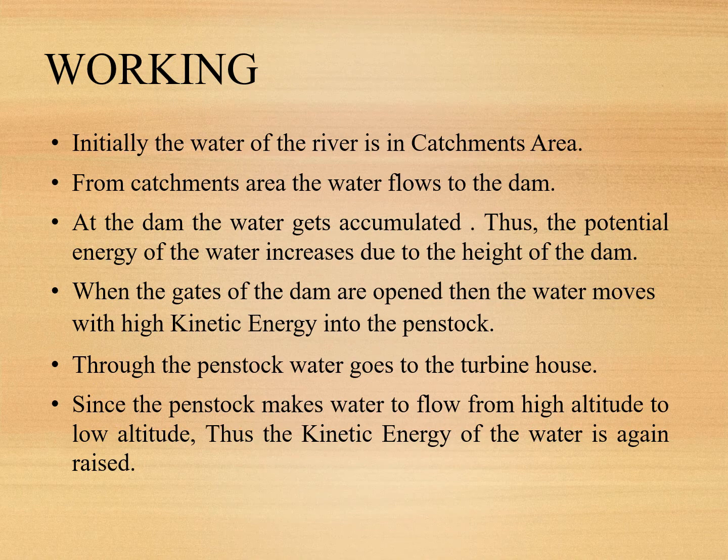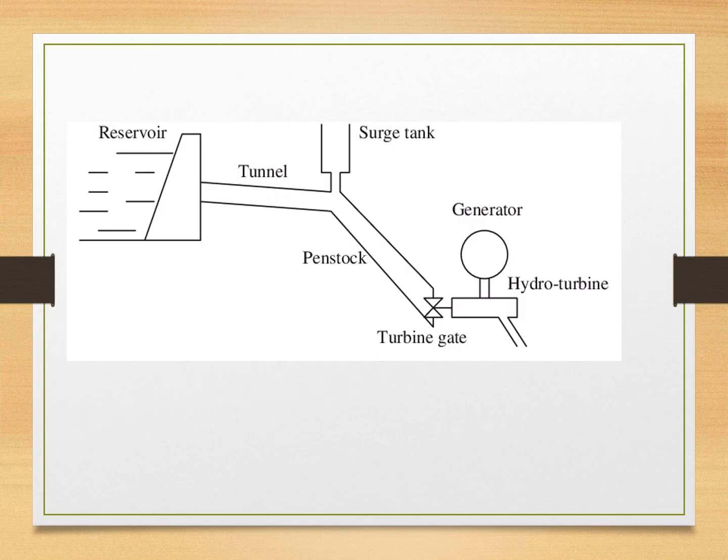So that is the fourth point. When the gates of the dam are open, the water moves with high kinetic energy into the penstock. Through the penstock, water goes to the turbine house. Since the penstock makes water flow from high altitude to low altitude, the kinetic energy of the water is again raised.